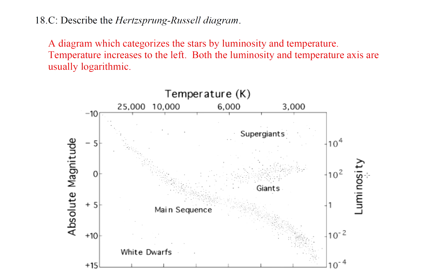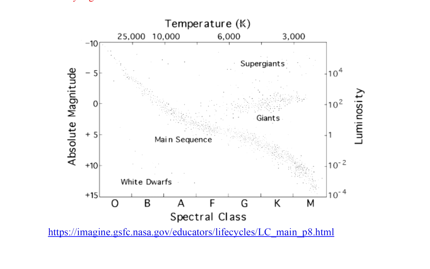Question 18, describe the Hertzsprung-Russell diagram. A diagram which characterizes the stars by luminosity and temperature. Temperature increases to the left. Both the luminosity and temperature axes are usually logarithmic. So take a look at this. Look at the temperature. We got like 25,000 Kelvin, and then as you go to the right, the temperature decreases.